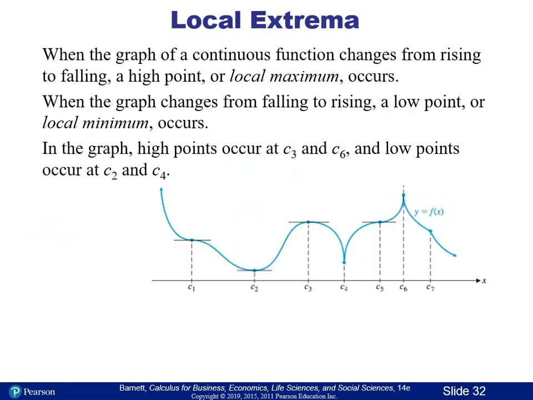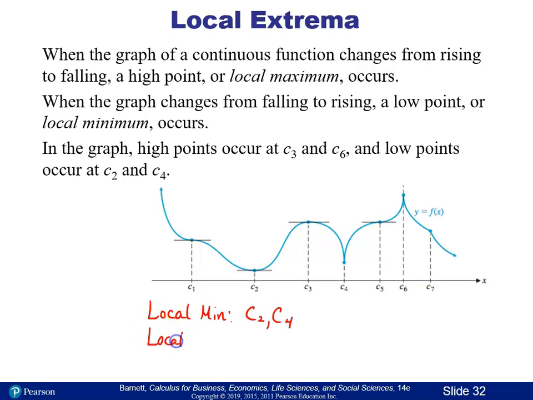Okay, so we've talked a little bit about local extrema. When we have a continuous graph and it's rising and falling, you can have high points or local maximums. And then sometimes when it goes from falling to rising, you have low points, which are your local minimums. So looking at this, we can see that we have a low point, or a local minimum, here at C sub 2, and again at C sub 4, because at both of these places it goes from decreasing to increasing.